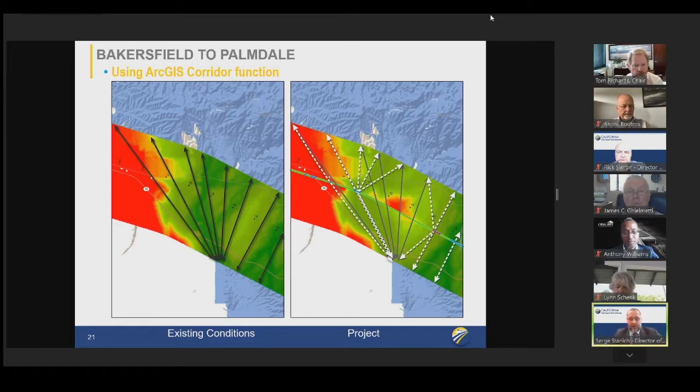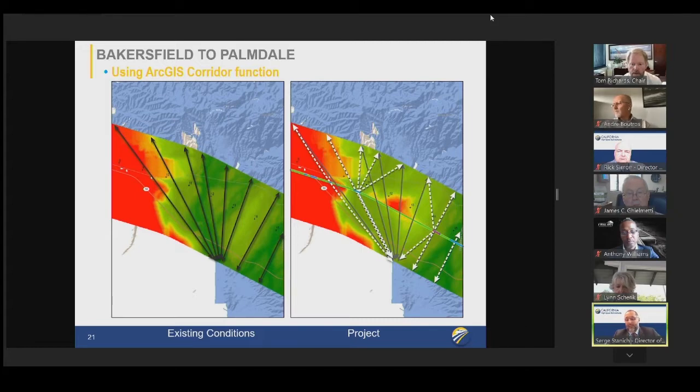The term of art is a least cost analysis, but this is not a monetary cost. This is an energy cost with respect to the species. So red is a high energy cost where it would not be preferential by wildlife to move through. Green is a low energy, so this would be a preferential area. So in the exhibit on the left, you see the black areas. These are representative of how wildlife would move free flowing through the green areas, which are preferential.